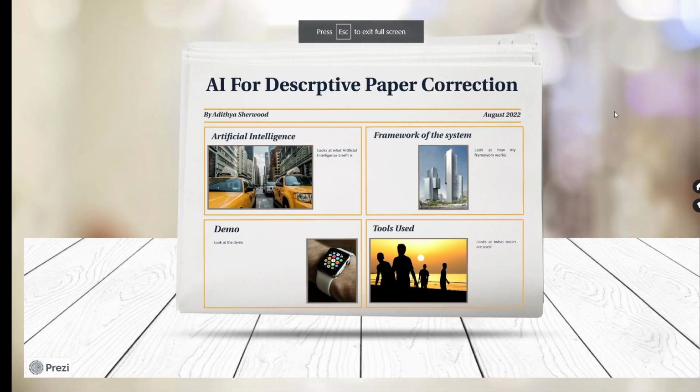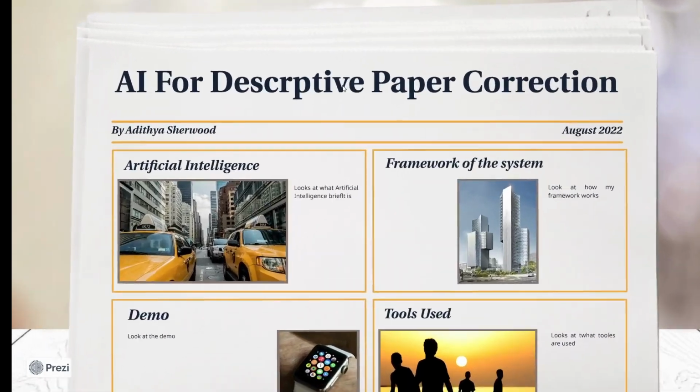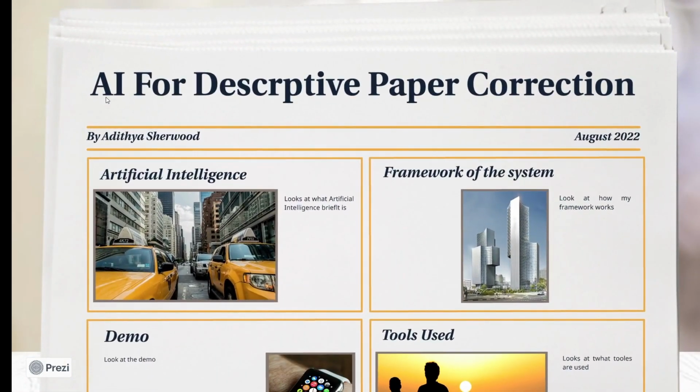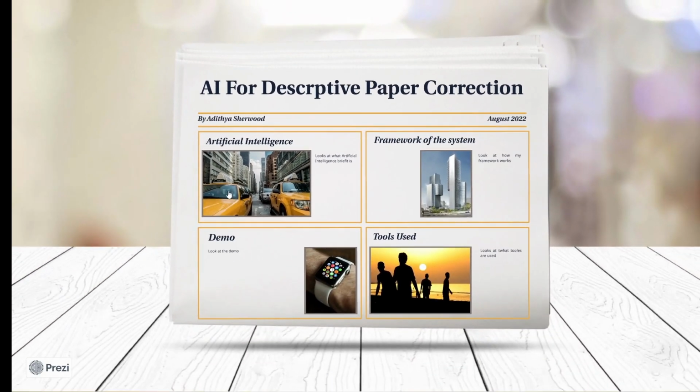My name is Aditya Sherwood and I'm here to present my project, Artificial Intelligence for Descriptive Paper Correction. Basically, it means to use artificial intelligence for descriptive paper correction. We'll be looking at what artificial intelligence is, how my system works, what tools I've used, and finally I'll show you a demo.